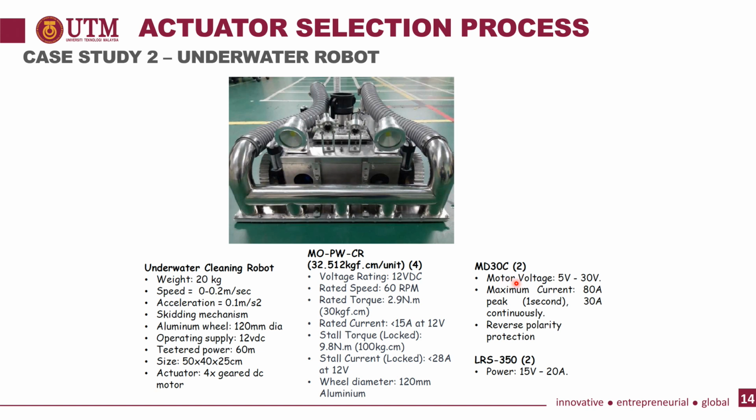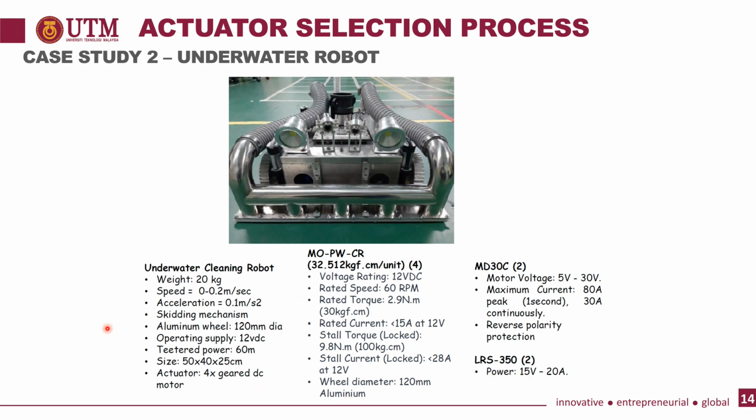And this is the modulator, where we are using the same MD30C, which can operate from 5 volt to 30 volt. All right, so the motor is 12 volt, so it can operate. Maximum current is 80 ampere. And the stall current, the locked one, is at 28 ampere, so it is still lower. It has a reverse polarity protection. And for the power supply, we are using 15 volts at 20 ampere.